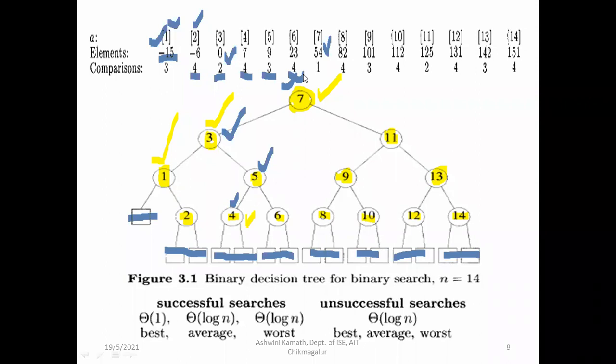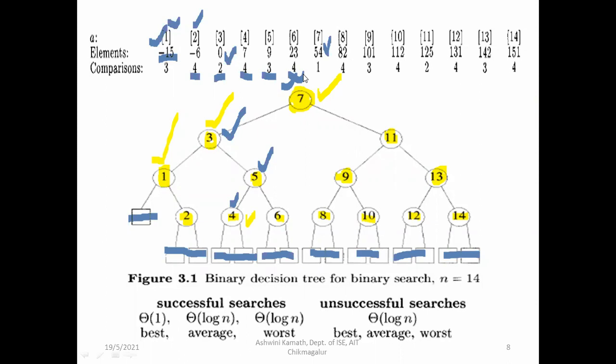For successful searches, since every time your input is getting divided by 2, you will get half of the input. So the best case for your binary search will be when you find the element in the first mid position, that is the 7th position in this example. If that is the case, only one comparison. So theta of 1 is the best case for your binary search.